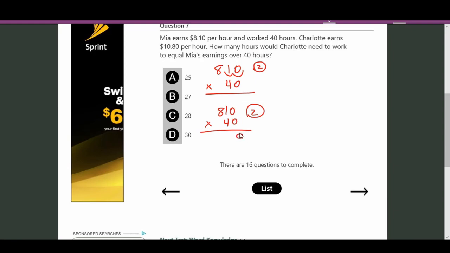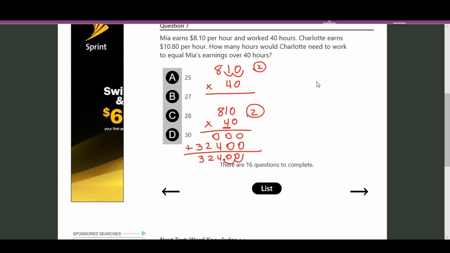0 times 0 is 0. 0 times 1 is 0. 0 times 8 is 0. I'm going to add a 0 since I'm starting this number. 4 times 0 is 0. 4 times 1 is 4. 4 times 8 is 32. Let's add. This is basically nothing plus this, so I'm just going to go ahead and copy this down and shift my two decimal places back in. 1, 2. So in 40 hours, as we can see, Mia earned $324.